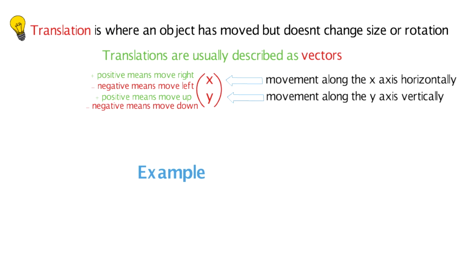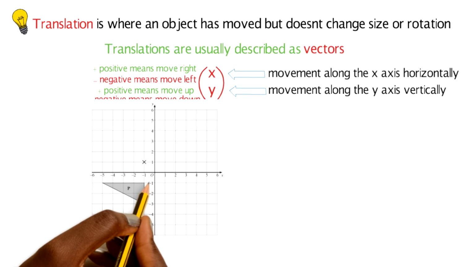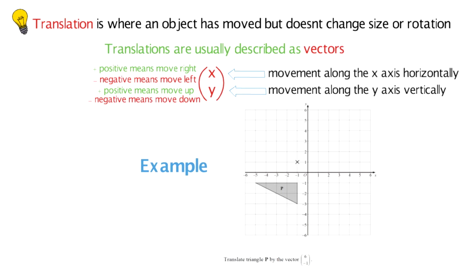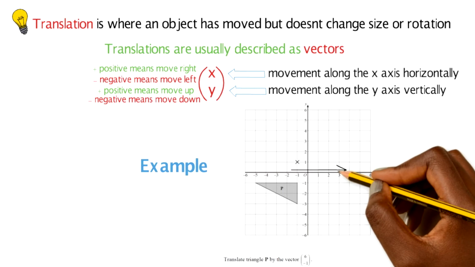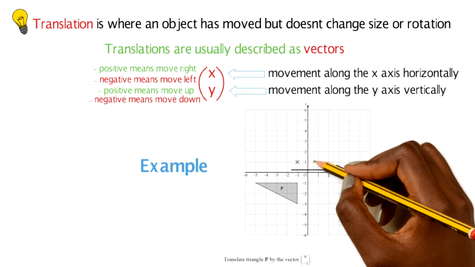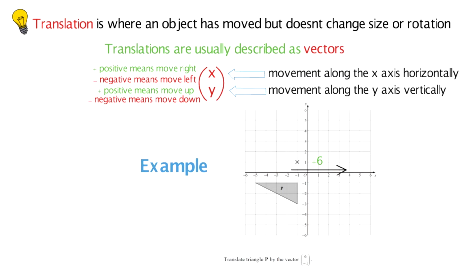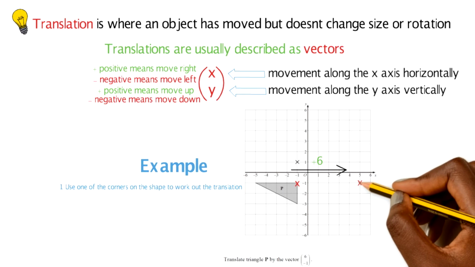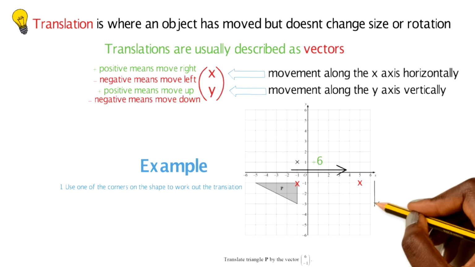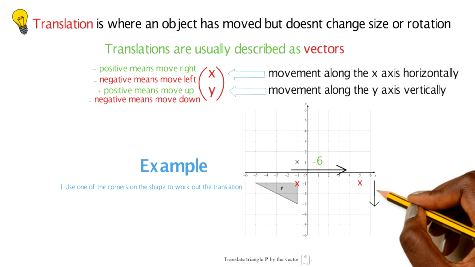Okay, so we're going to go through a working example. So for instance, let's say we have this exam question. We're translating triangle P by vector 6, minus 1. So it's going to move to the right by 6 boxes. Okay, so when it comes to shapes like this, I use the corners to help you. So if I use that top corner, 6 spaces would be down there. And there's minus 1, so it's going to move down 1 space.